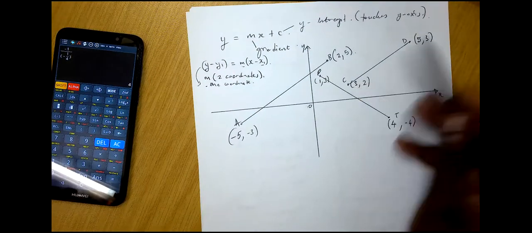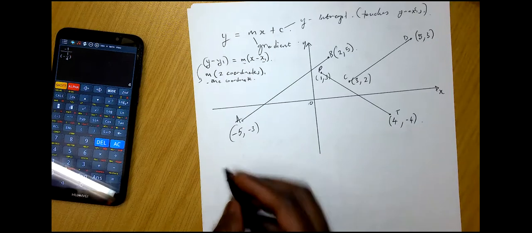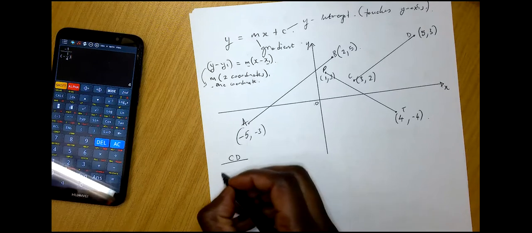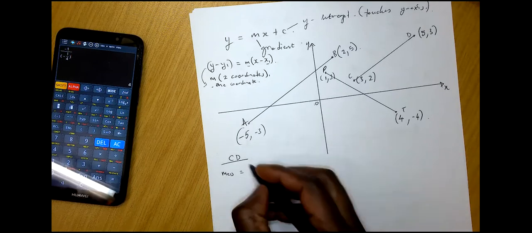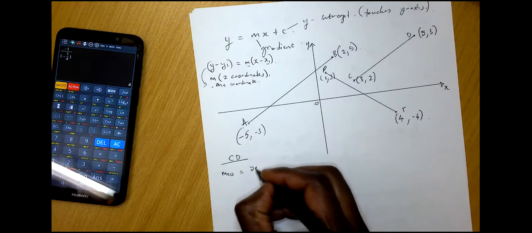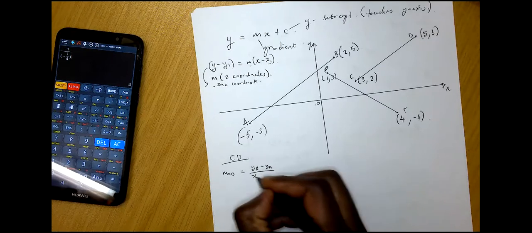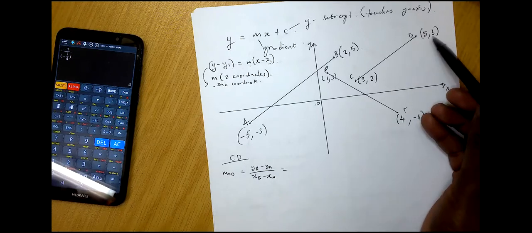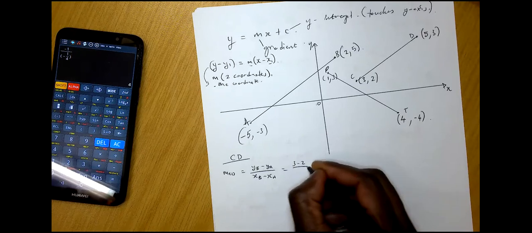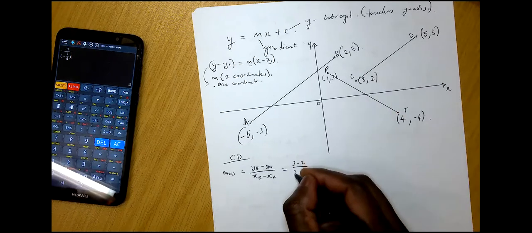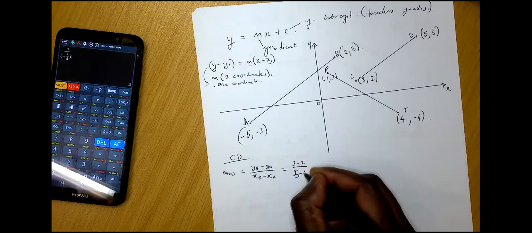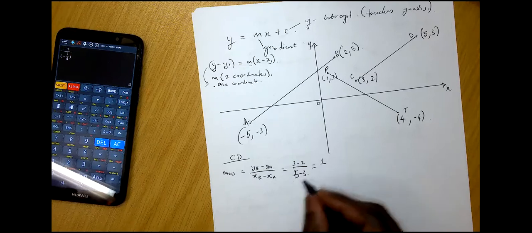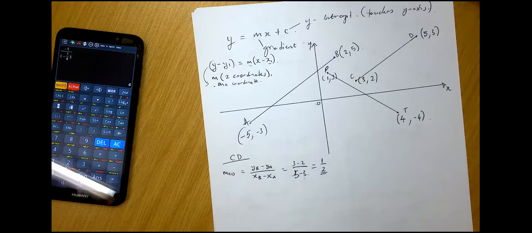Let's calculate the equation of CD. So let's say CD first. MCD is equal to the change in y, yB minus yA over xB minus xA. Remember to write the formula. What do we have here? 3 minus 2, then 5 minus 3 in terms of x. 3 minus 2, we get 1. 5 minus 3, you get 2. So your gradient is equal to 1 over 2.